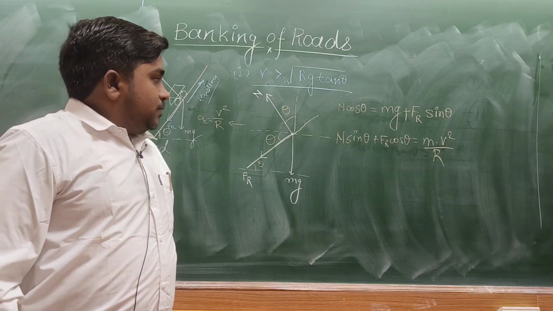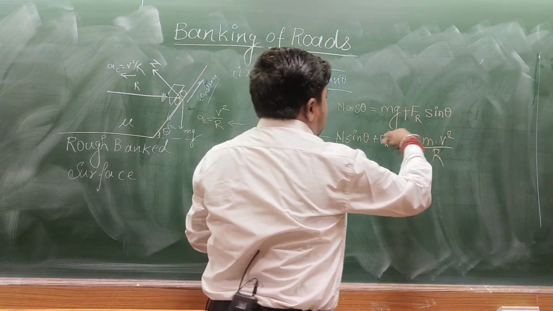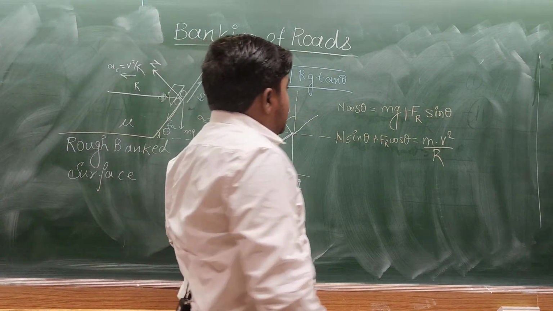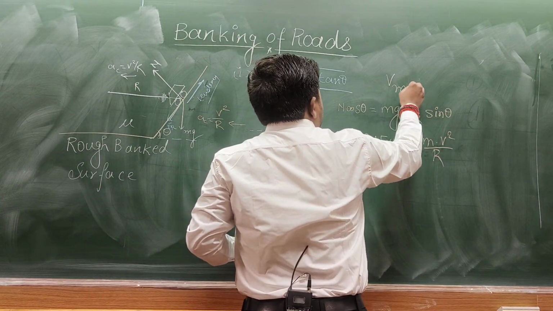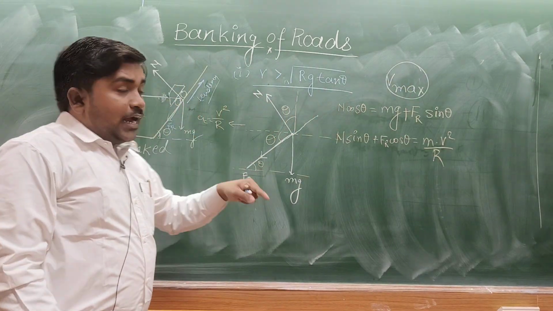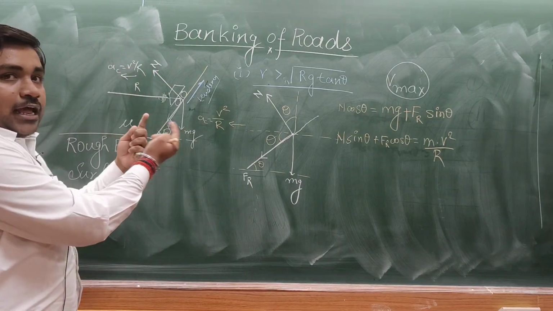Now physics is over. It is now pure maths. Now let us solve this equation and find the velocity v. Basically, here I have to find the v max. We have to find the v max at which the car can reach the highest point of this banked track.